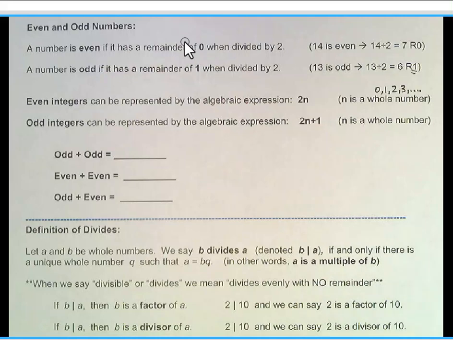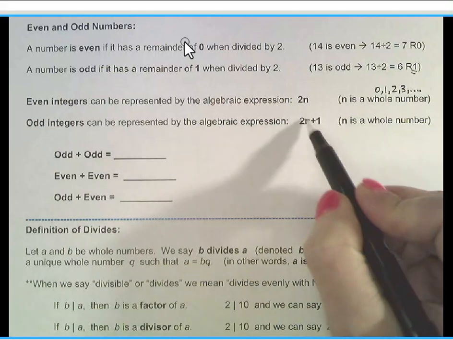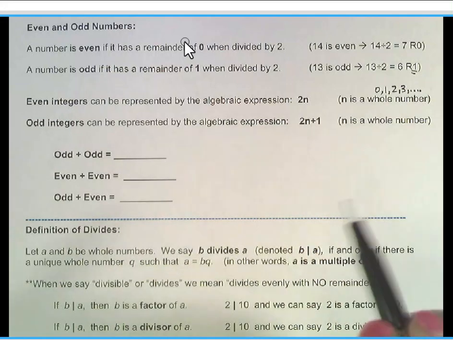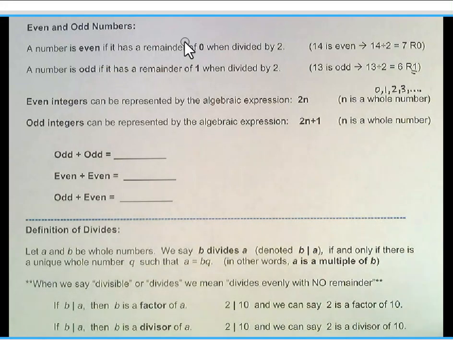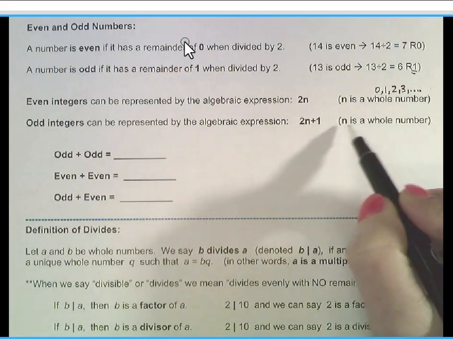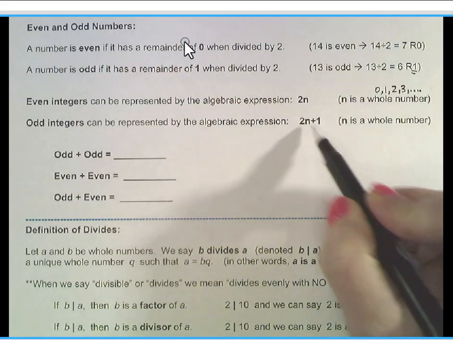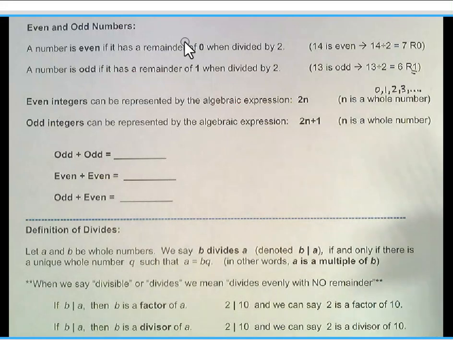And the odd numbers can be represented by 2n plus 1 because it's an even number plus 1. Like the next number after an even number is always odd. Same thing, n is a whole number. If you plug in 0, 1, 2, 3, you'll create the list of odd numbers.